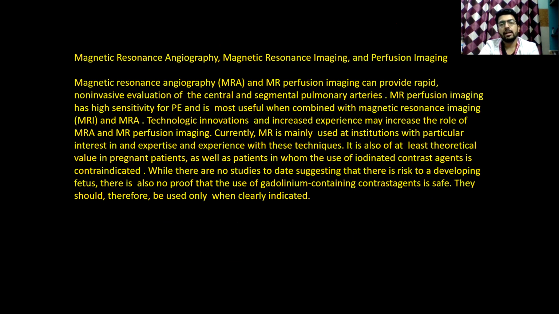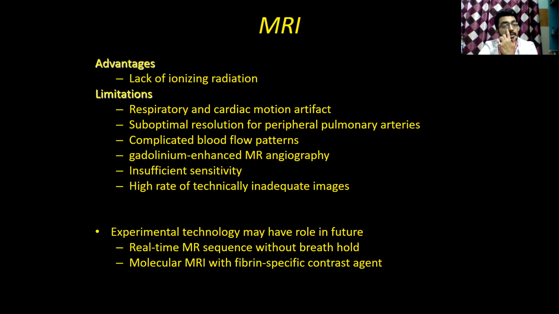So MRA and MR perfusion imaging can provide rapid non-invasive evaluation of central and segmental pulmonary arteries. While there are no studies to date suggesting that there is risk to the fetus, there is also no proof that the use of gadolinium-containing contrast is safe, so it should be used only when clearly indicated. The advantage of MRI is lack of ionizing radiation. There are many disadvantages, like respiratory and cardiac motion artifact, suboptimal resolution for peripheral pulmonary arteries, complicated blood flow patterns, insufficient sensitivity of gadolinium-enhanced MR angiography, and a high rate of technically inadequate images.